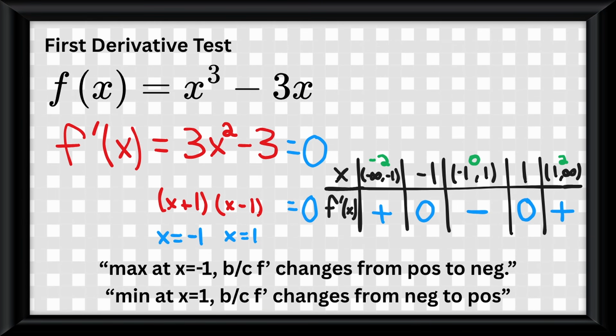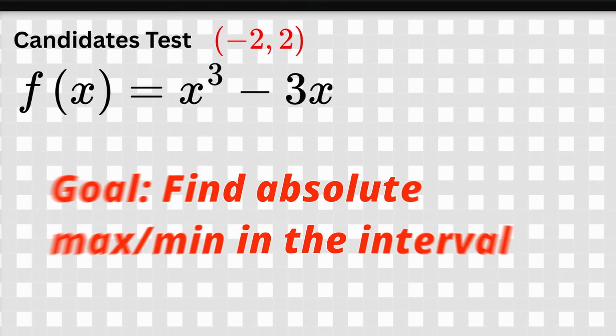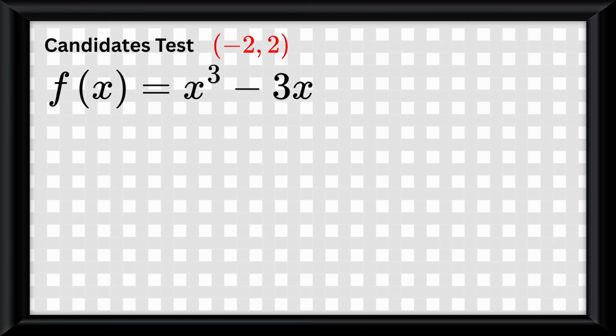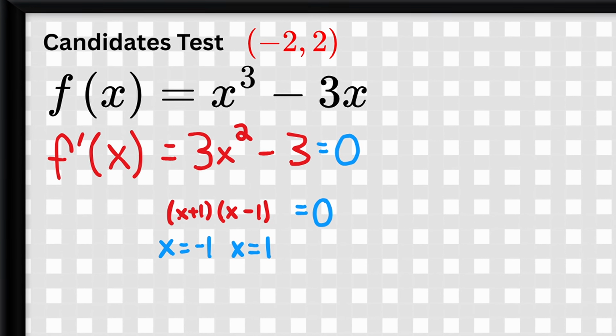A quick note that not all critical points are extremas. That is why you need to do this first derivative test. Moving on, let's go to the candidates test. Let's say we had the same function, but we had it on the interval -2 to 2, and now it was asking us to find the absolute maximum and minimum using the candidates test. Essentially what we do here is first solve for our critical points, which we already know are 1 and -1, and here is your idea.